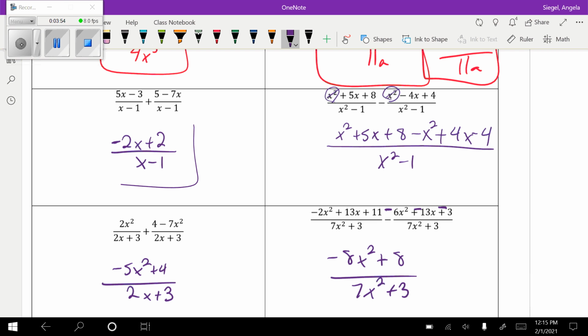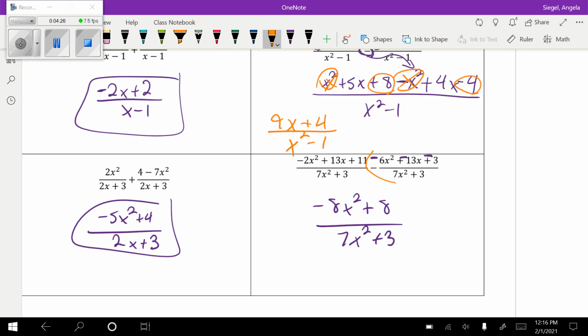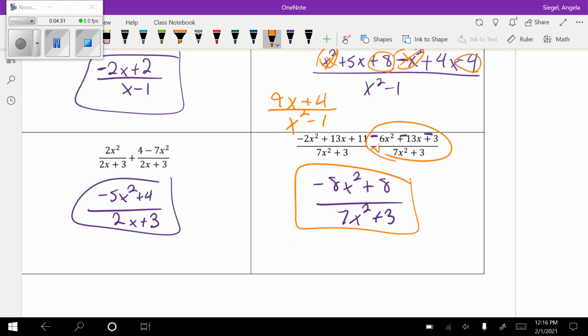Okay, so the addition ones, those are pretty easy. You're just combining like terms here, but be careful on these minuses. I went ahead and showed you on this one. I changed all the signs. So this became a minus, this became a plus, and this became a minus. Then I'm going to combine like terms. Something else that I noticed is that these canceled out. So I just have 9x and then plus 4 over x squared minus 1. And this is the same one, so I changed the signs and combined like terms, and I got that.